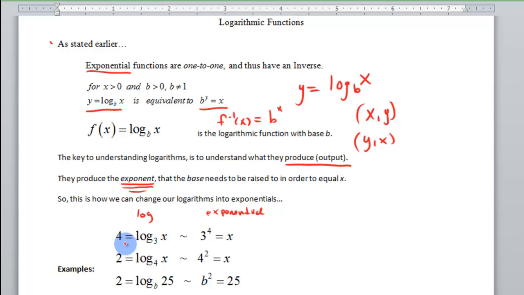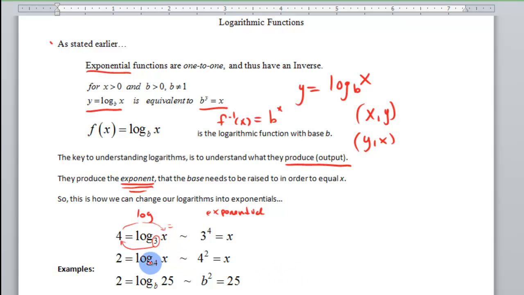So to change this log to this over here, which is exponential, you'd start with the base of the log, which is 3, and then raise it to the output of the log. You'll notice this is the equal, so the output is the exponent, 3 to the 4th, and then it equals the input of the log. So 3 to the 4th equals x, the input. So the output's always the exponent, the input is the number it sets equal to when you change to exponential.